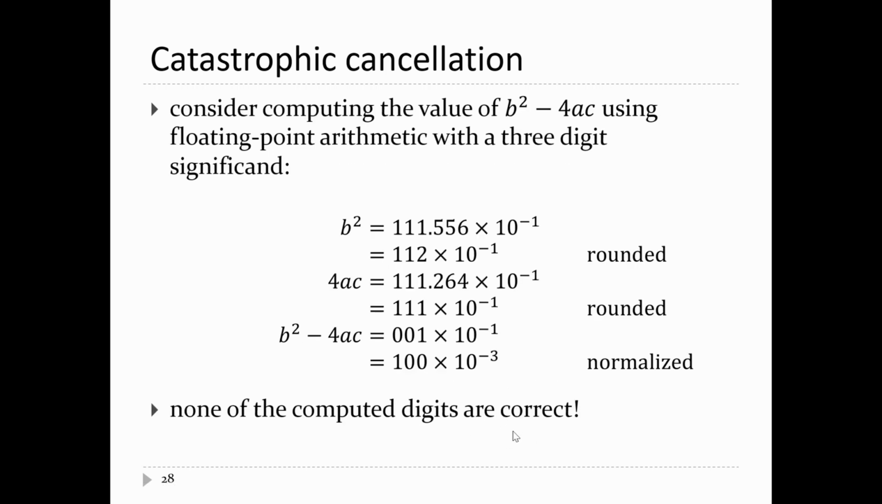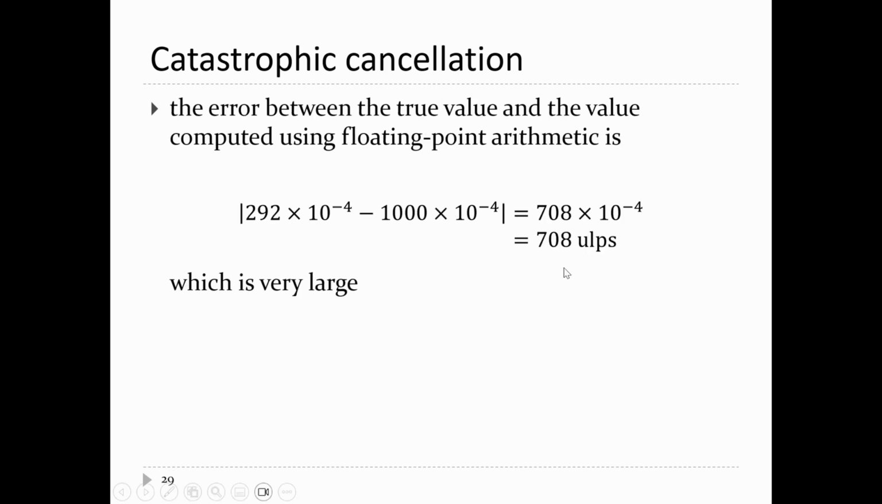right? And so there is an example of catastrophic cancellation. You compute two floating point values. The computed values now have some error. When you subtract them, because of cancellation, the final result ends up being very far away from the result that you expect, right? The true error is 708 ulps, which is very large.